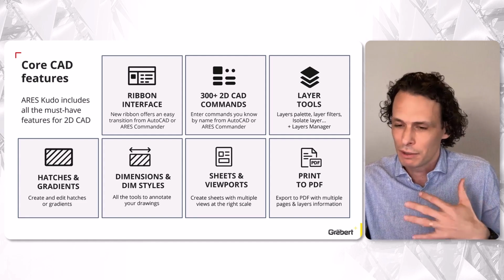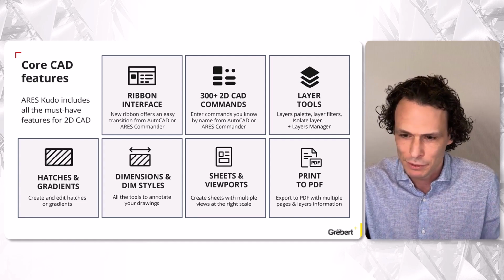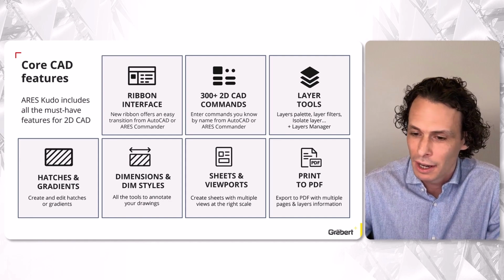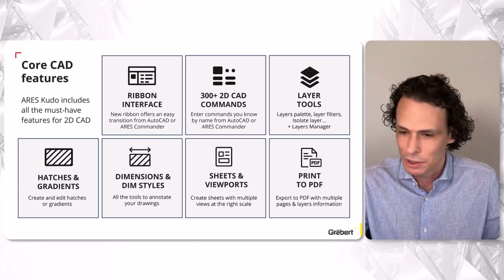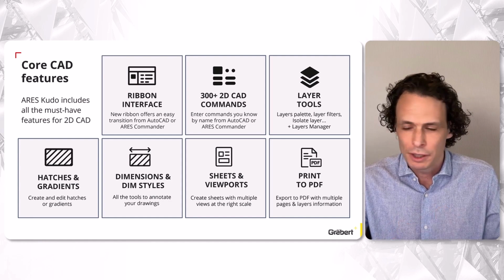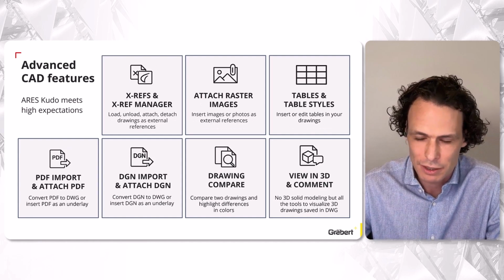So just very high level, right? We have a ribbon interface here. We have over 300 of the most common CAD features. You can work with layers, hatches, gradients, dimensions, sheets, and viewports. You can print a PDF, all the things you would expect from a desktop CAD experience, but running natively in the browser, right?